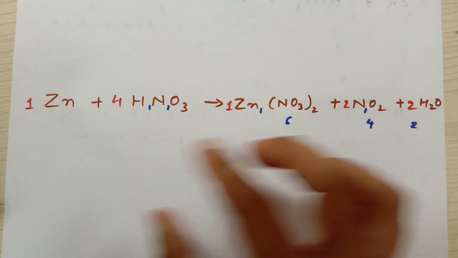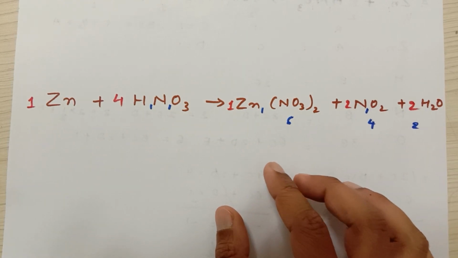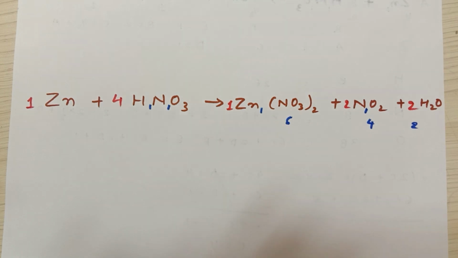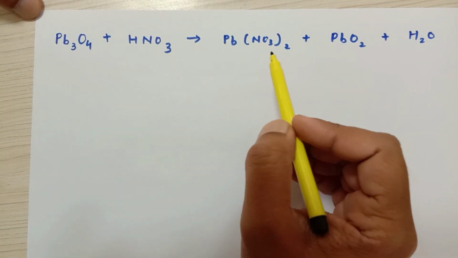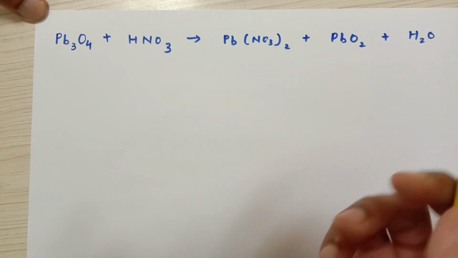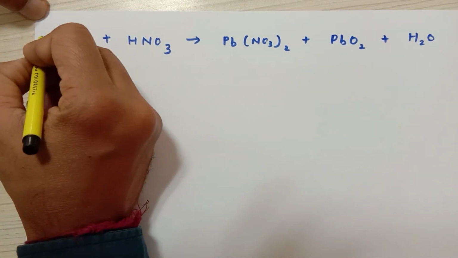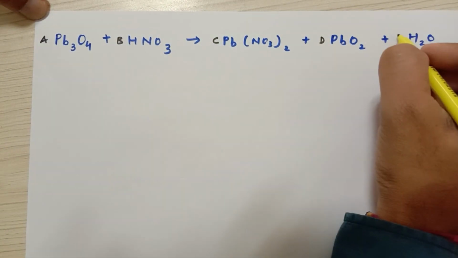And sometimes we have a fear of just seeing very large chemical equations. But now I think you can do this. Let's move on to the third part. Pb3O4 plus HNO3 gives lead 2 nitrate plus lead 4 oxide plus H2O. Correct? So now let's move on. A, B, C, D, E.